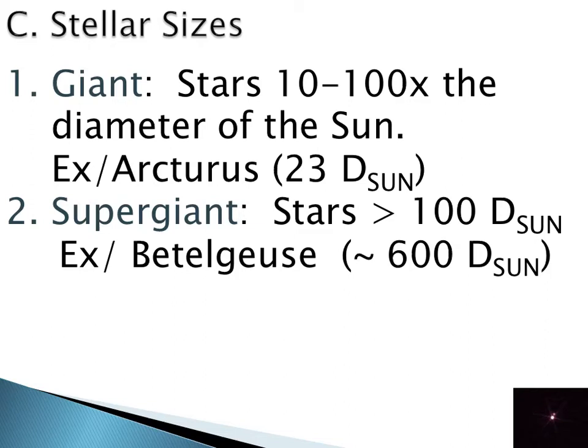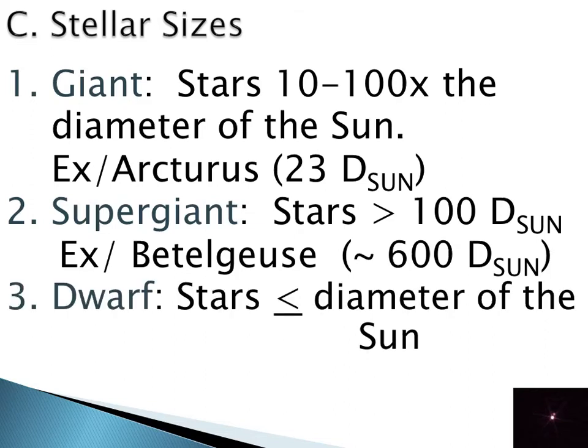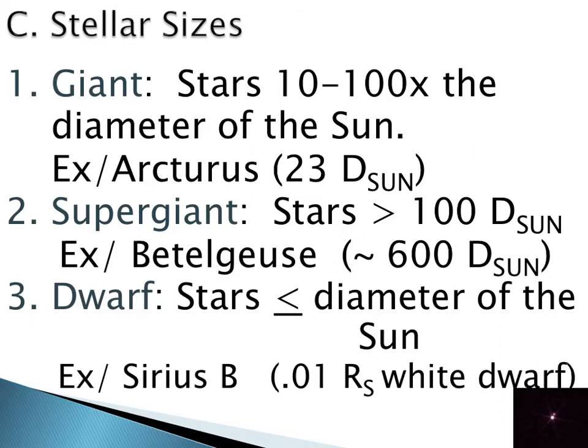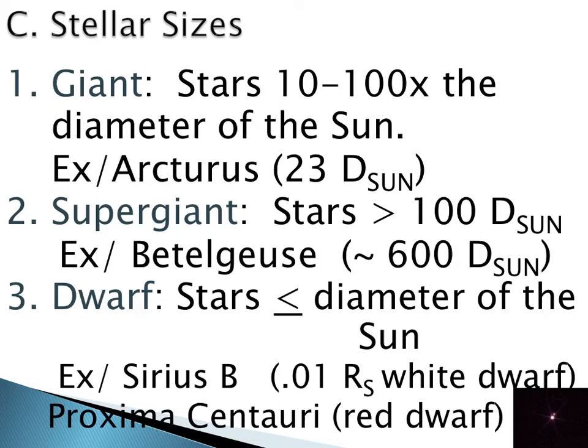At the other end of the scale, small stars are called dwarf stars. You notice it says less than or equal to the diameter of the sun. Interesting, right? The sun is actually sometimes called a yellow dwarf star. But there are white dwarfs and red dwarfs. White dwarf, Sirius B is the one that I would want you to know. Obviously that orbits with Sirius, the brightest star in the sky. It has this white dwarf companion. Procyon does as well, has a white dwarf with it.